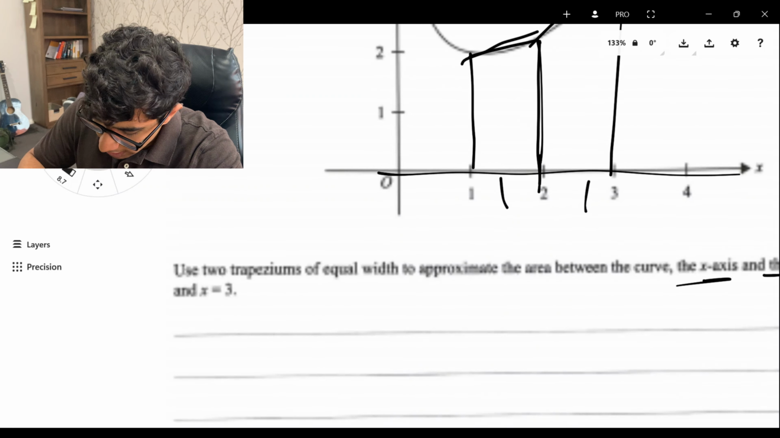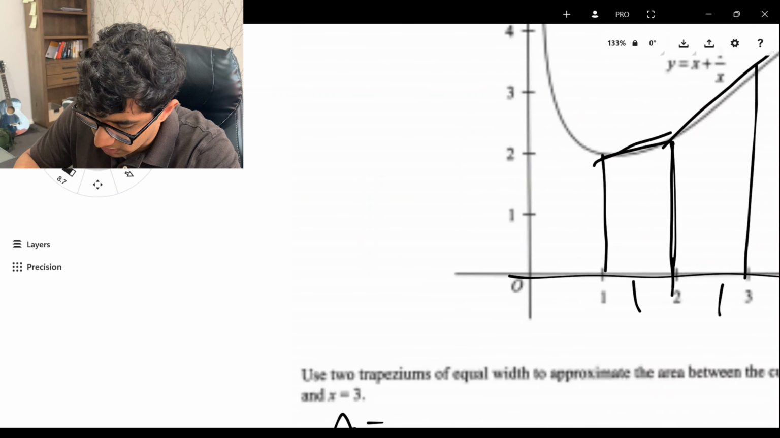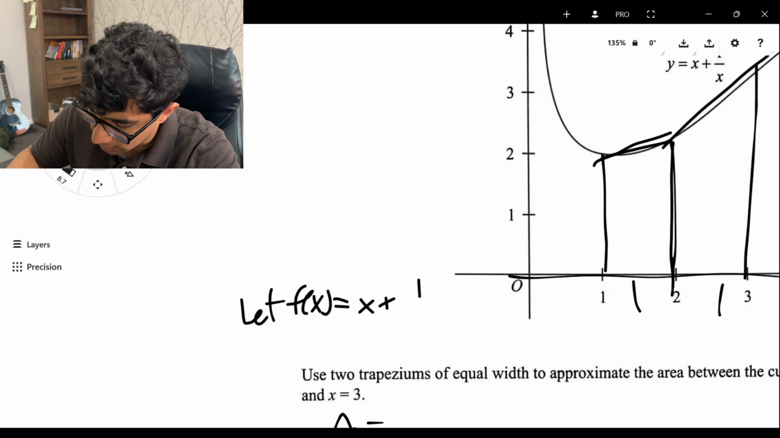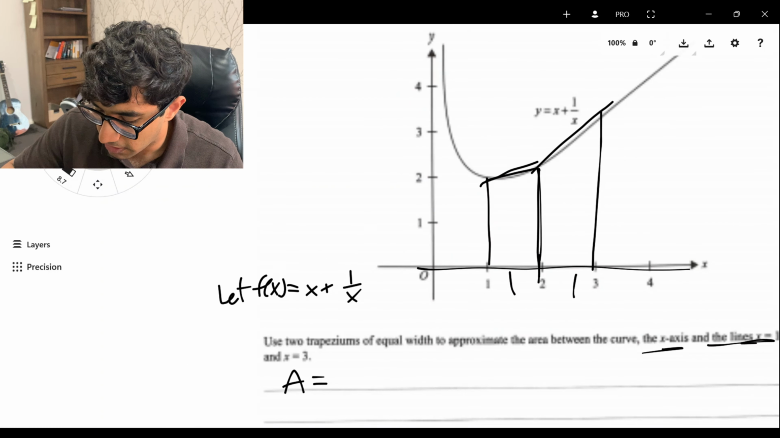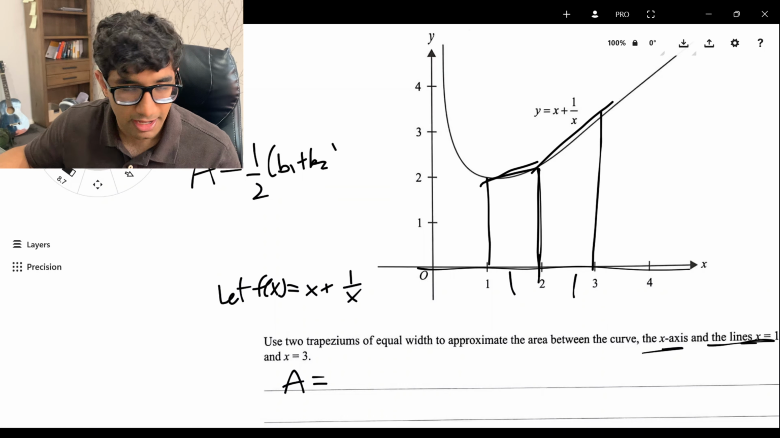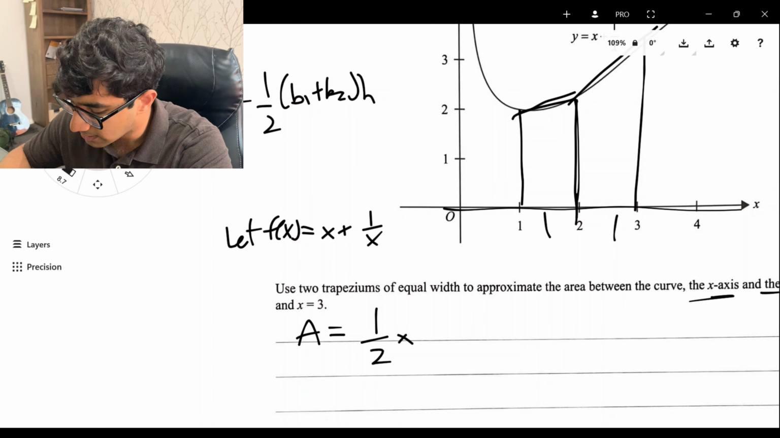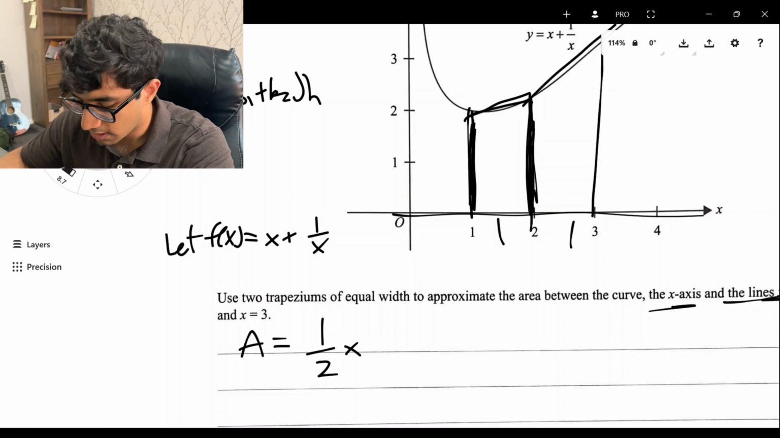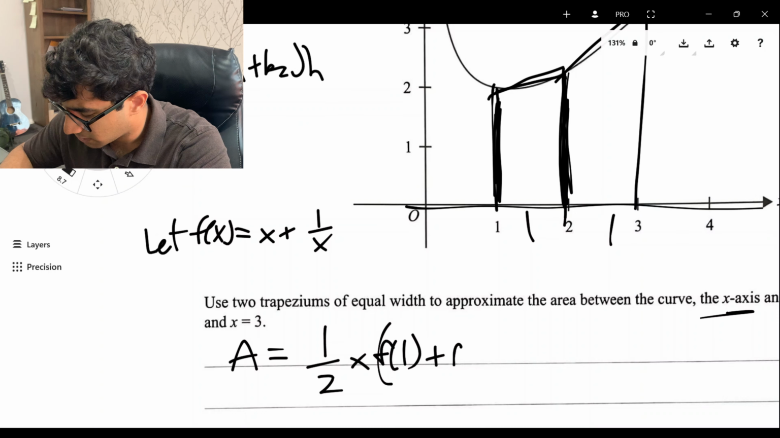So the area would equal, we have y equals x plus 1 over x here. So I'm just going to say let f of x equal x plus 1 over x. For the first trapezium, we just literally need to use the formula. Hopefully you remember that the formula of a trapezium is 1/2 base 1 plus base 2 times height. So 1/2 times your first base, which is this vertical base, and that's going to be your second base over here. So your first base is just going to be f of 1, and then your second base is going to be f of 2.